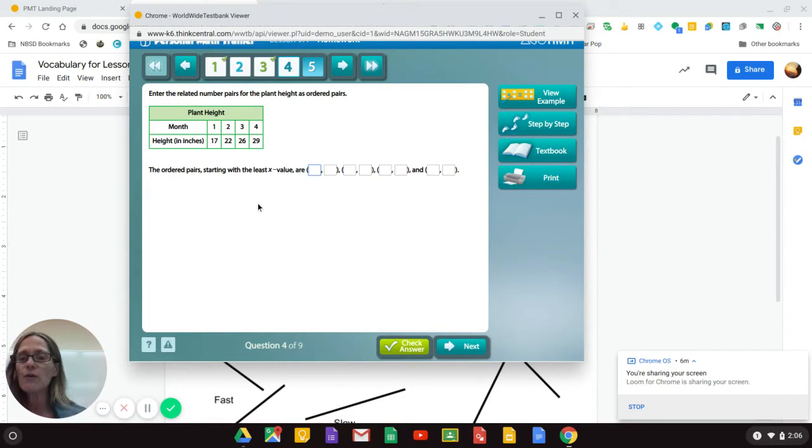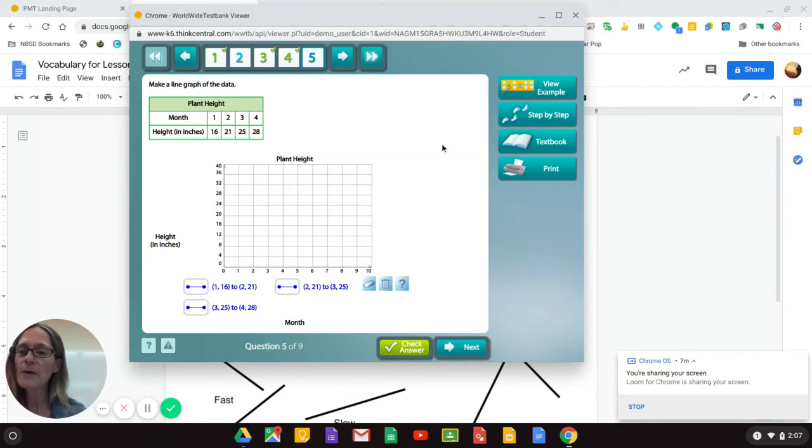Let's look at the next one. Here it's asking me to put the ordered pairs starting with the least x value. My x value is the top. My y value is the bottom. So what's my least x value? You're right. It is 1. And the number that goes with 1 is 17. The next one is 2, and the height that goes with 2 is 22. The next month is 3, and the height that goes with 3 is 26. And then the next month is 4, and it goes with 29. Okay? Very nice job, you guys. Let's look at the next one.